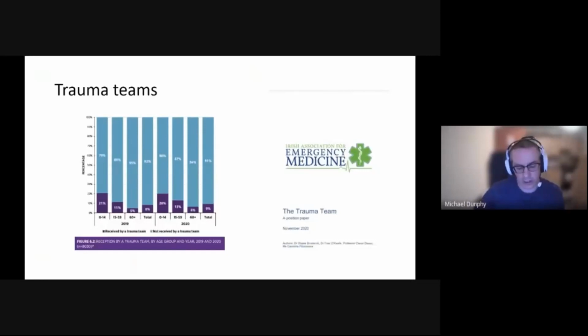So tier one would be emergency department level response, so consultant, senior emergency medicine doctor, and whoever they felt was necessary. And then tier two would be a hospital-wide response with, you know, surgeons, orthopedics, neurosurgery, anesthetics as required.